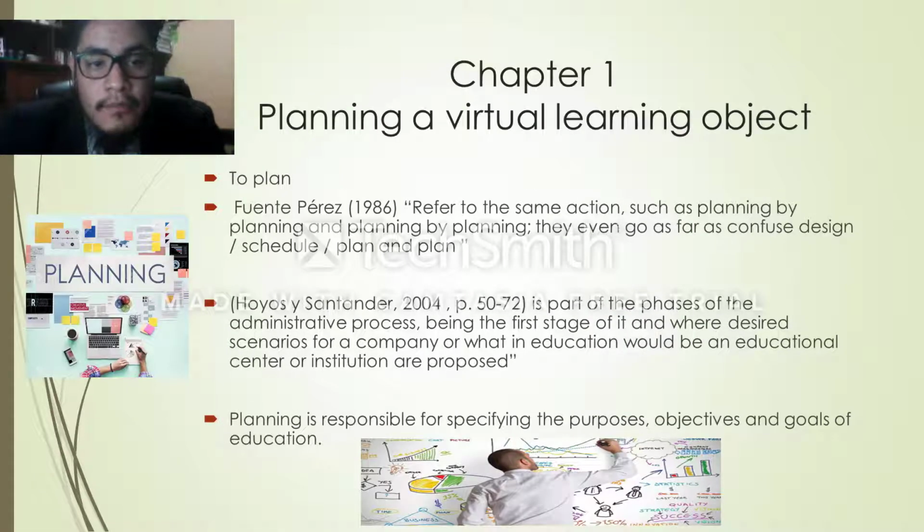In chapter 1, according to Fuentes Perez, 1988, planning refers to the same action as design, timeline, and plan, and they are not to be confused. Planning is responsible for specifying the proposed objectives and goals of education. So in this chapter, the purpose of the learning object is to improve student learning, the objective to be achieved by the students and the goals to be met by the students will be specified.